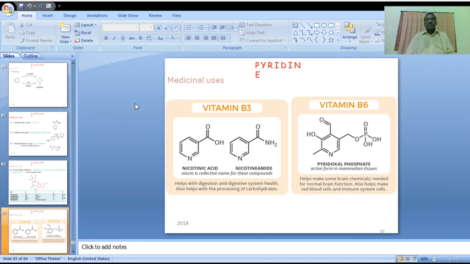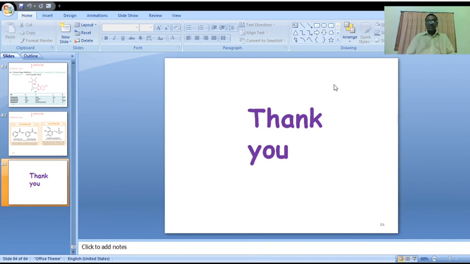And the last medicinal use based on this pyridine cyclic ring is in vitamin B3, the nicotinic acid structure. Please observe the pyridine ring containing compound nicotinamide. It is also a pyridine containing compound in vitamin B3, and in vitamin B6, pyridoxal phosphate, which also contains a pyridine cyclic ring. These are all the medicinal uses of the pyridine cyclic ring.